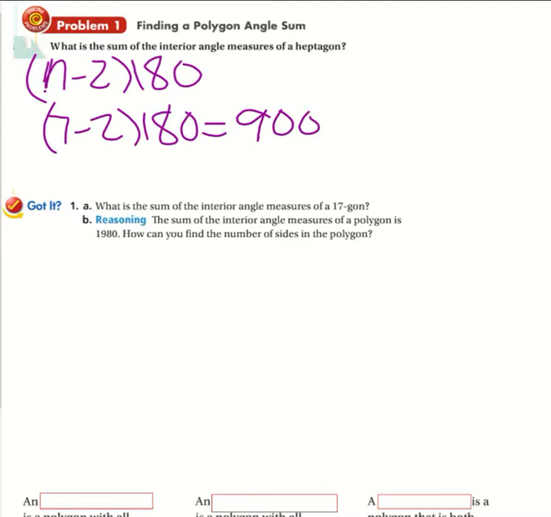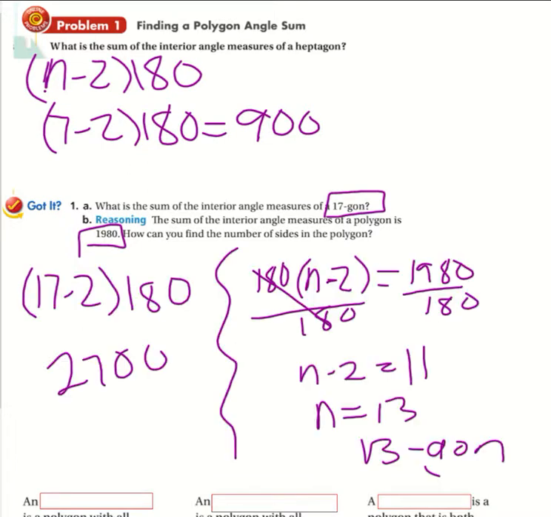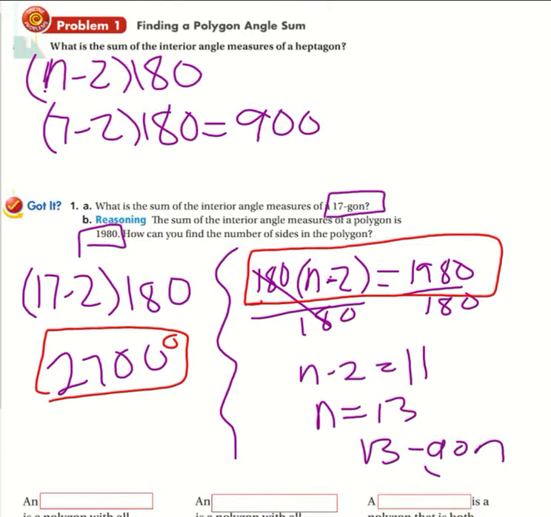So what is the sum of the interior angle measures of a 17-gon? The sum of the interior angle measures of a polygon is this much. How can you find the number of sides in the polygon? Pause the video here and take the time to find those. So now you can check your answers with mine. For the first one, the sum of the interior angle measures of a 17-gon is 2700 degrees. And to find the number of sides when the sum of the interior angle measures is 1980, I used that equation that we know, plugged in the answer, and solved for n. N is 13, so it's a 13-gon.